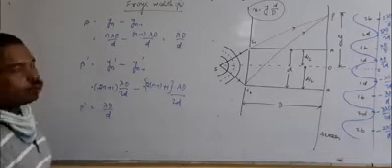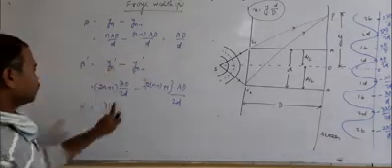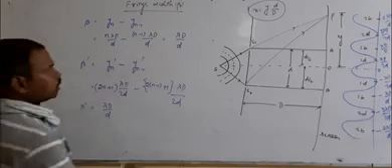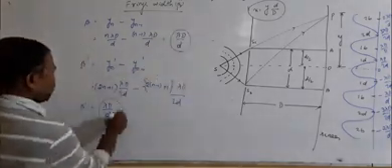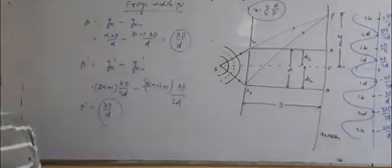So what will we conclude? All dark fringes or bright fringes are of equal width. Dark fringes or bright fringes are of equal width in interference.